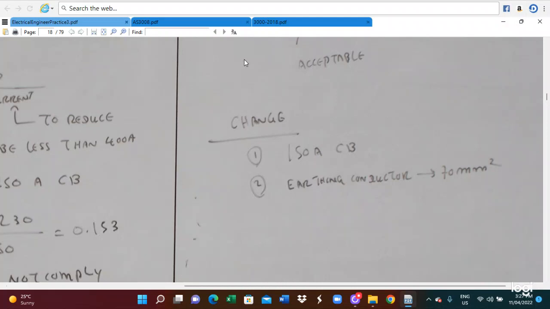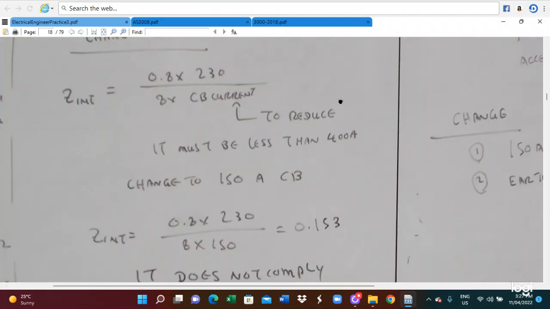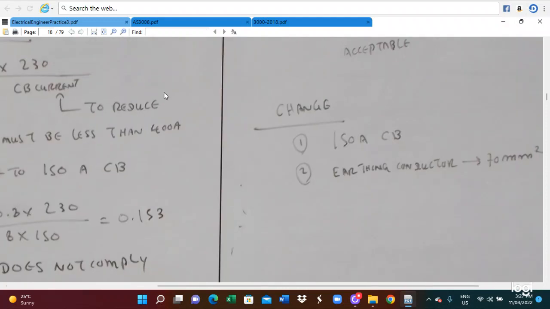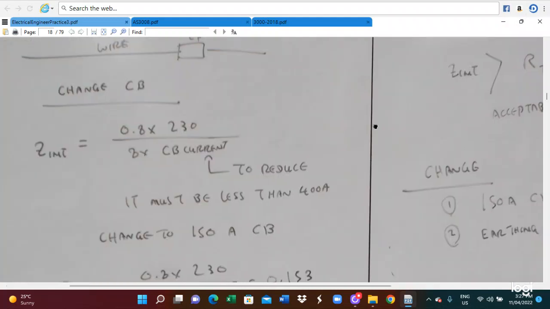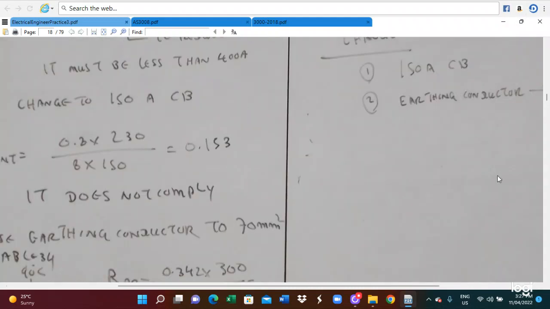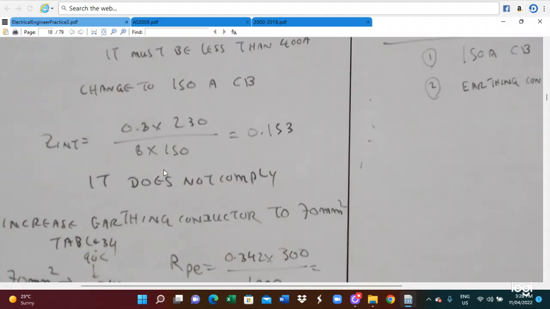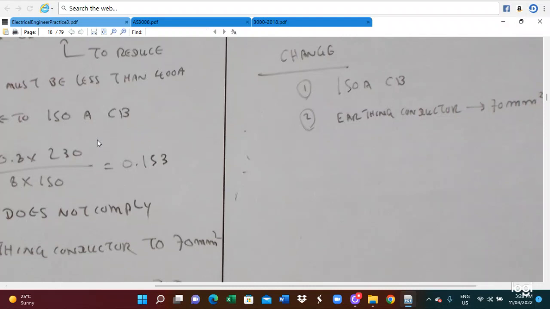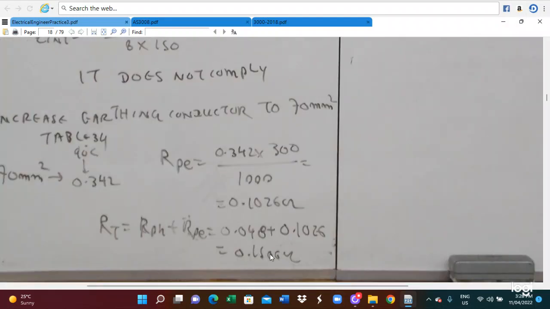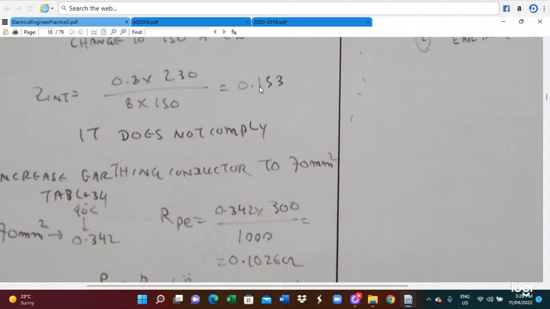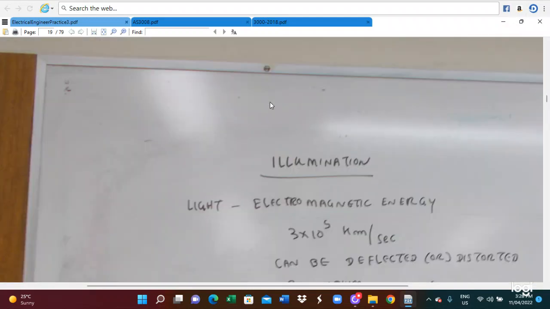Therefore, the original 400 ampere circuit breaker with earth wire side 50 millimeter square does not comply, because the circuit breaker will not work. Therefore, instead of using the 400 ampere circuit breaker, we change to the 150 ampere. Based on the 150 ampere circuit breaker, we can calculate the new ZINT. This is 0.153. And also we increase the earth wire side, originally 50 millimeter square, to 70. So we calculate the resistance again, and based on the load resistance, with those changes the total ZRT is equal to 0.1106. So this is less than the ZINT 0.153. Therefore, it complies and the circuit breaker will be working.